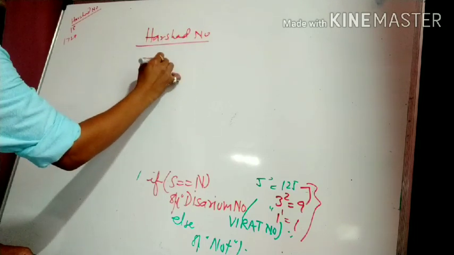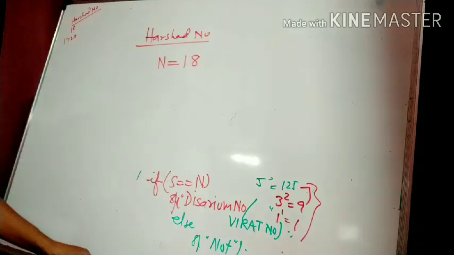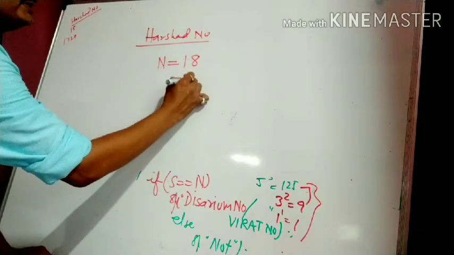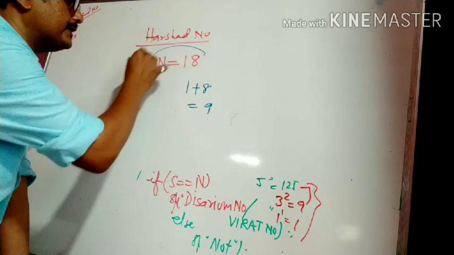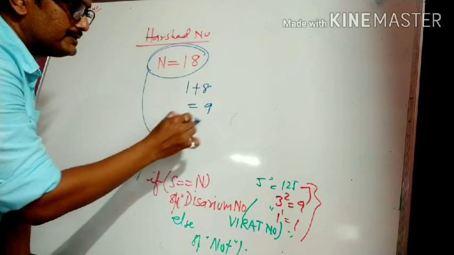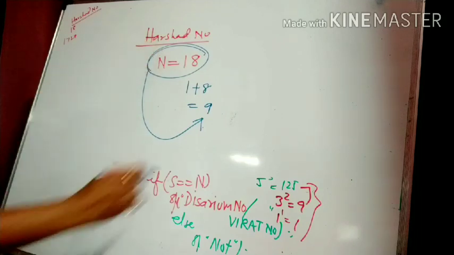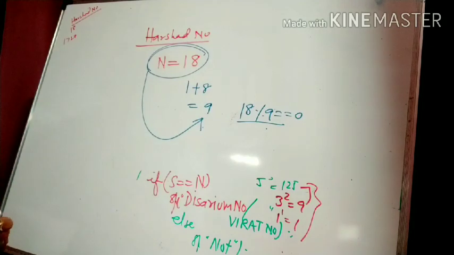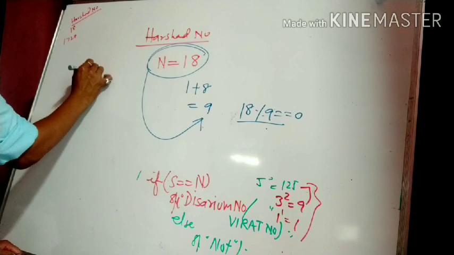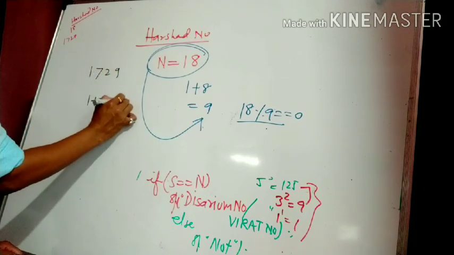When you input a number, alright, the number is 18. Sum of its digits means 1 plus 8, that will be 9. If the number is divisible by the sum of its digits, that is a Harshad number. If the number means 18 modulus 9 is equal to 0, that is a Harshad number. One more example: suppose your number is 1729. So 1 plus 7 plus 2 plus 9.